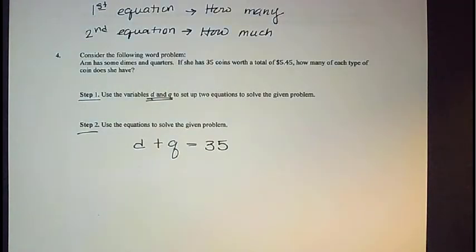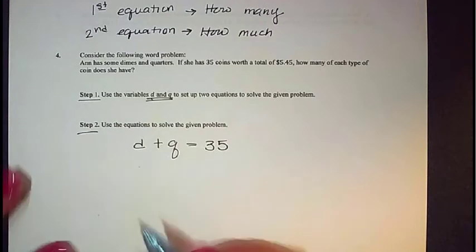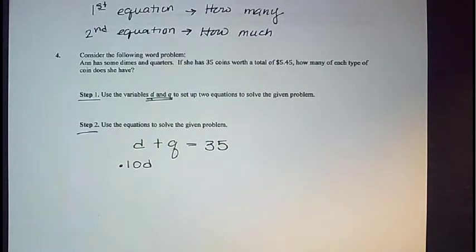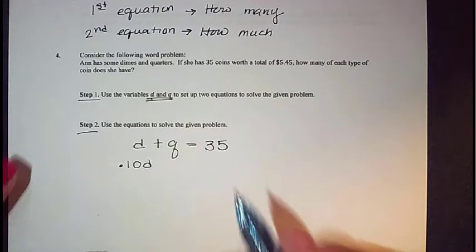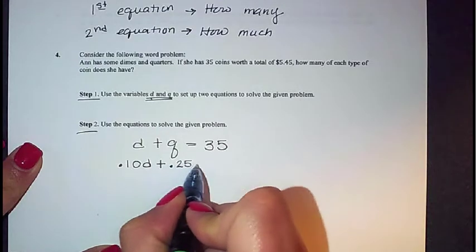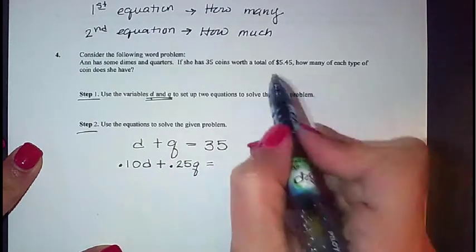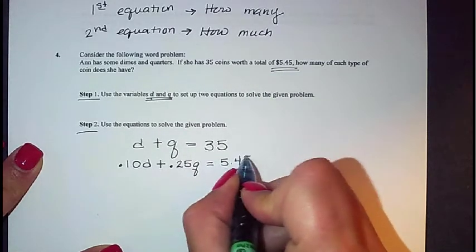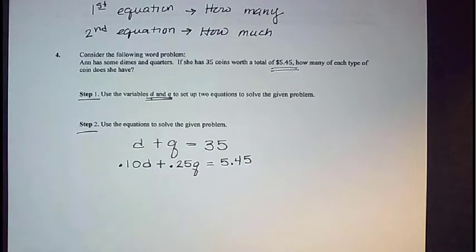So a dime is worth 10 cents. So that's going to be 0.10D. 10 cents times the number of dimes we have, right? So if I have 5 dimes, I do 0.10 times 5, I have 50 cents. That's my amount of money. Same thing with a quarter. A quarter is worth 25 cents, so that would be 0.25Q equals how much money she had, which was $5.45.